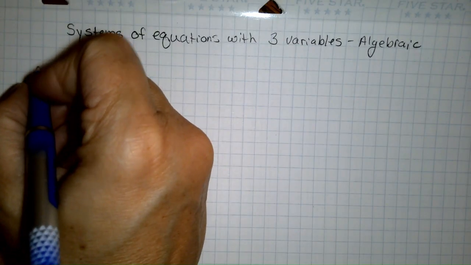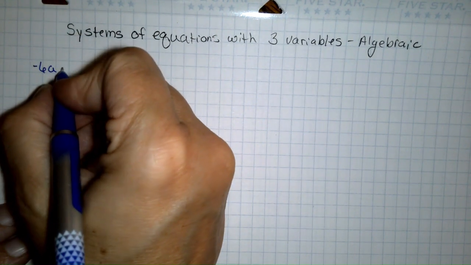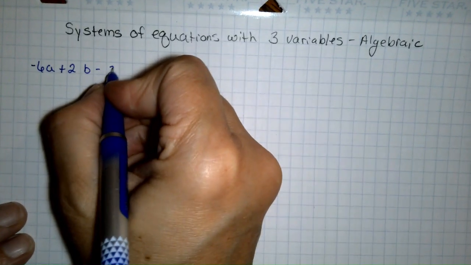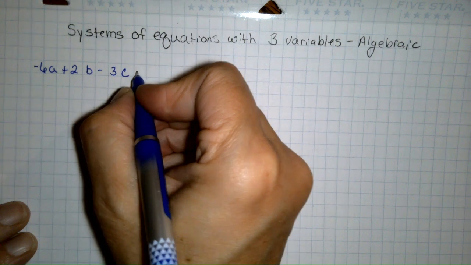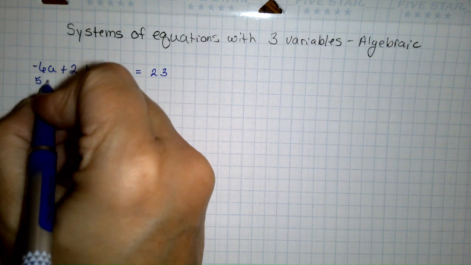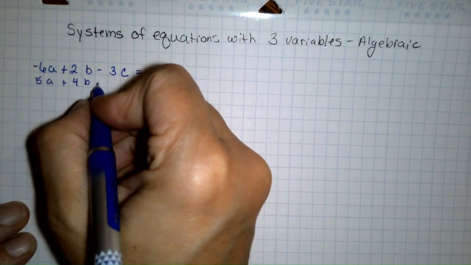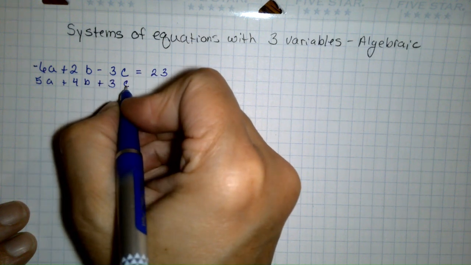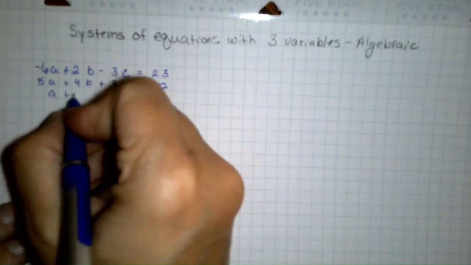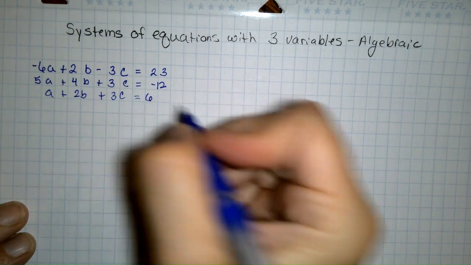Our first system is going to utilize the variables a, b, and c. I've just picked a, b, and c because that way it's different than your traditional x, y, so that you can get used to seeing other variables. So we've got 5a plus 4b plus 3c equals negative 12. Negative 6a plus 2b minus 3c equals 23. A plus 2b plus 3c equals 6.